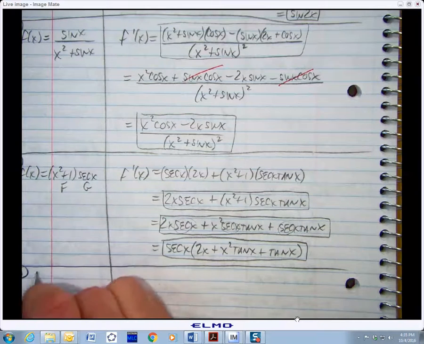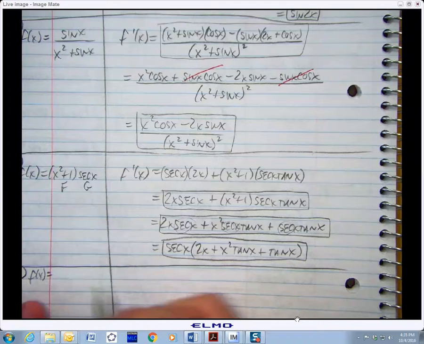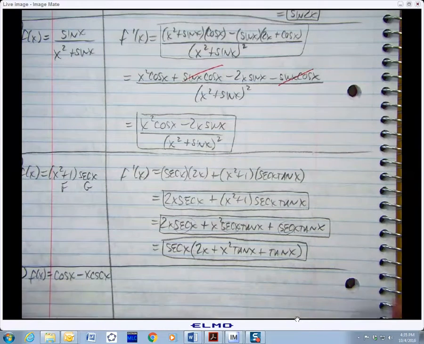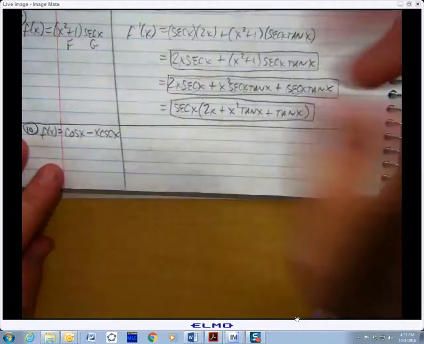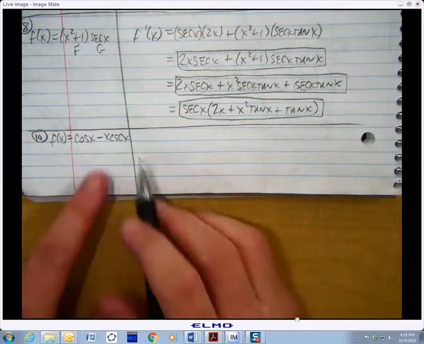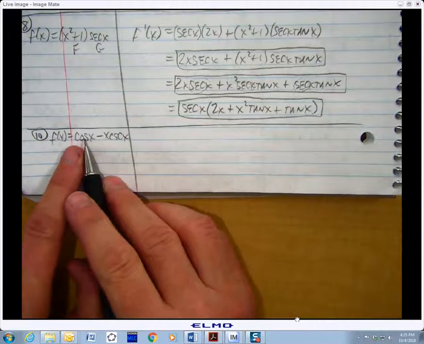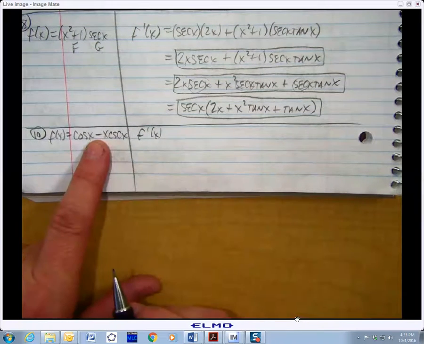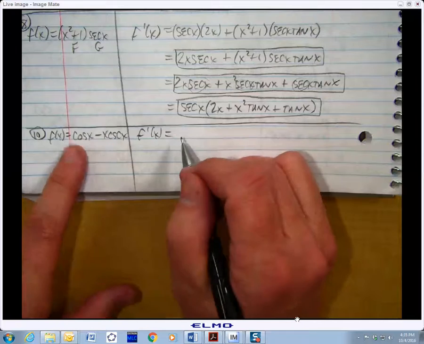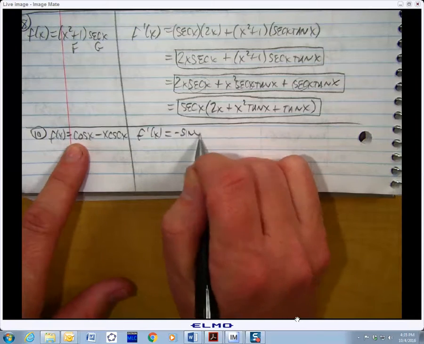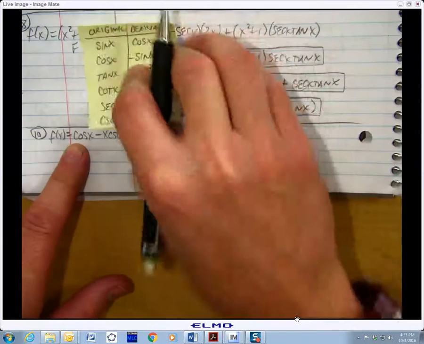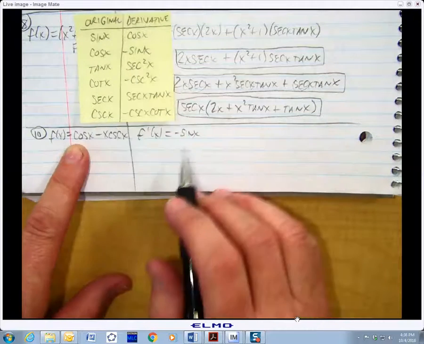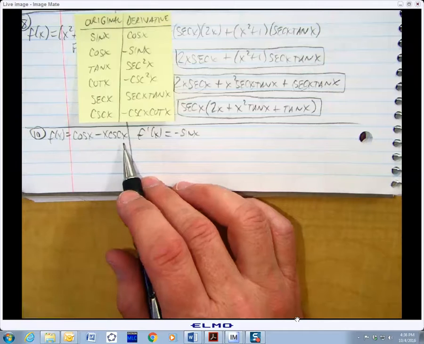Let's call this f of x equals cosine of x minus x cosecant of x. This one looks a little scary. I've got a product rule, but I'm also subtracting from some other function. But we talked about some rules. If it's separated by addition or subtraction, you can just straight up take the derivative of that by itself. And I know that one. It's right here.